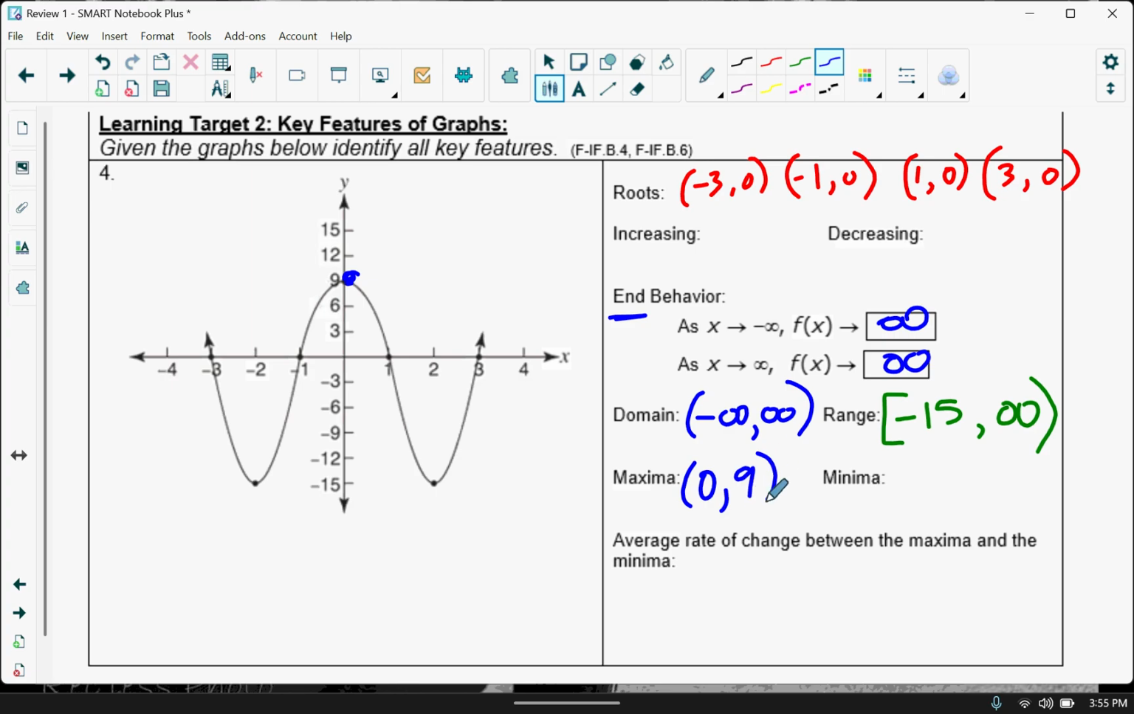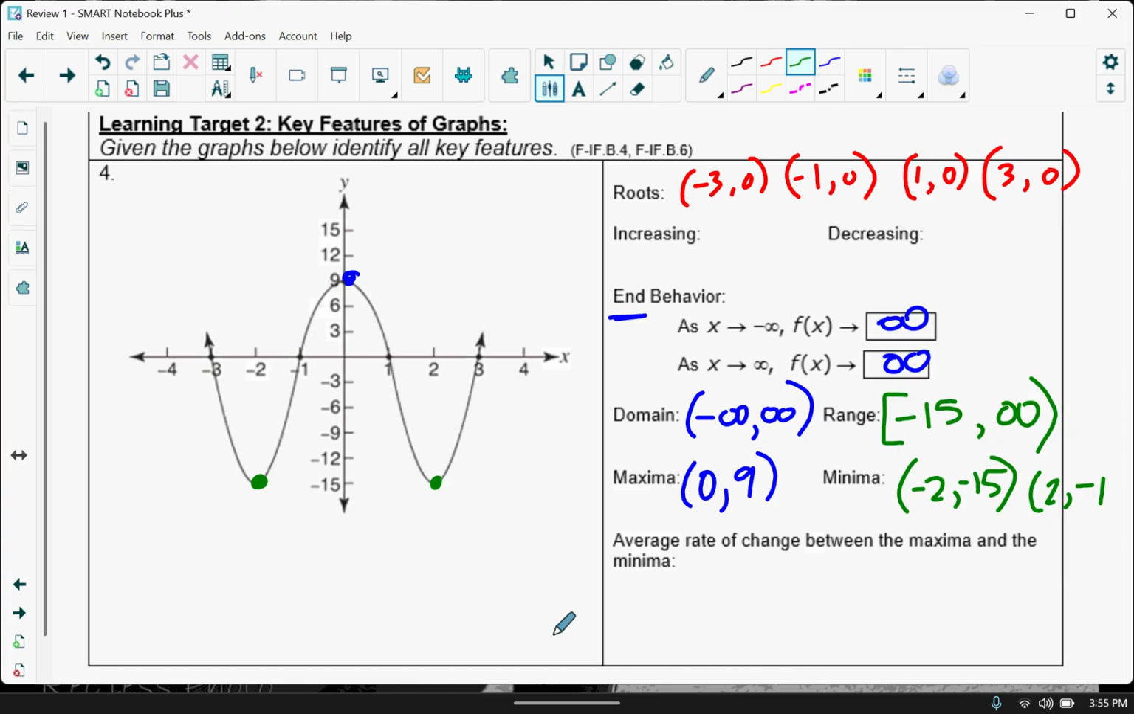The minimum is going to be as if you were to flip a speed bump over. So it's going to be like a valley. So this one actually has 2 valleys. There's one located at (-2, -15). And the second one is located at (2, -15).